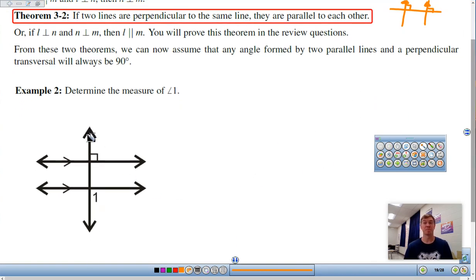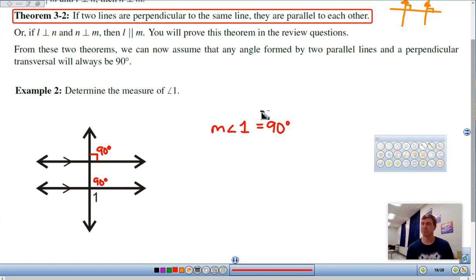Here we are asked to determine the measure of angle 1. We see that this box indicates that they are perpendicular. These two lines are perpendicular, which means this is a 90-degree angle. These are parallel, which means this is a 90-degree angle via corresponding angles on parallel lines. And these should be supplementary, so this one would also have to be 90 degrees. So the measure of angle 1 is 90 degrees. So these are very quick. You're pretty much realizing if I have parallel lines and a transversal that's perpendicular, you're going to have 8 right angles.